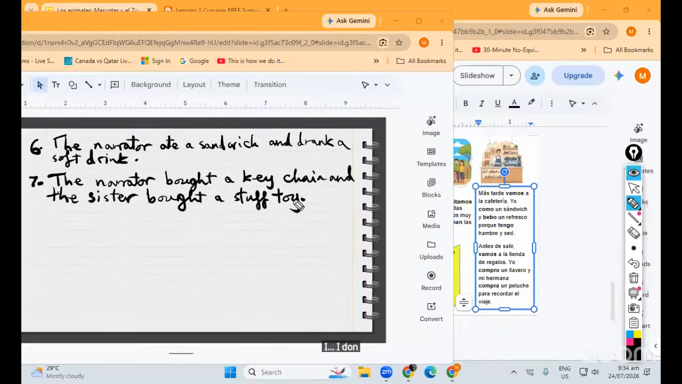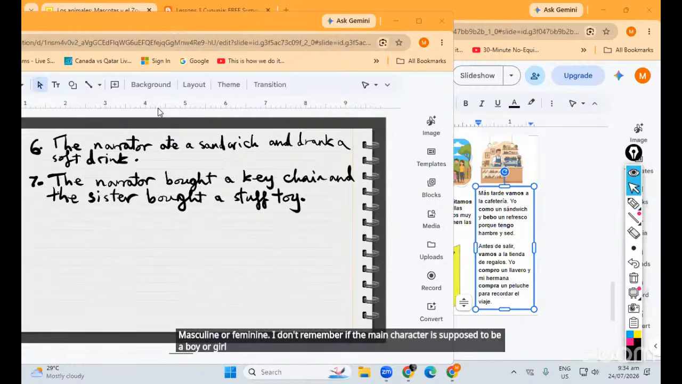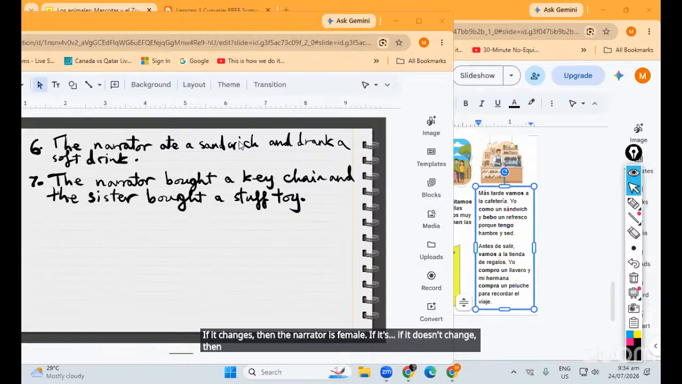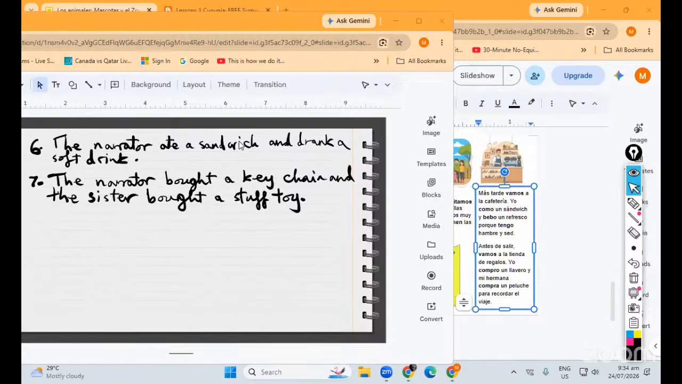I don't remember if I made the narrator masculine or feminine. I don't remember if the main character is supposed to be a boy or a girl when I put together the passage. So then I'm going to keep my answers like the narrator instead of him and her. But I should also be looking out for clues as to whether the narrator is male or female. We could tell if there's an adjective that would change in a female form. If it changes, then the narrator is female. If it doesn't change, then no. Right?